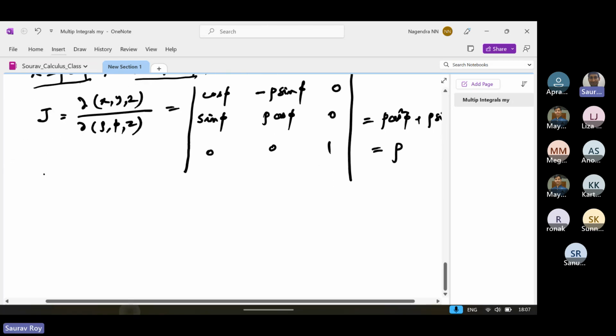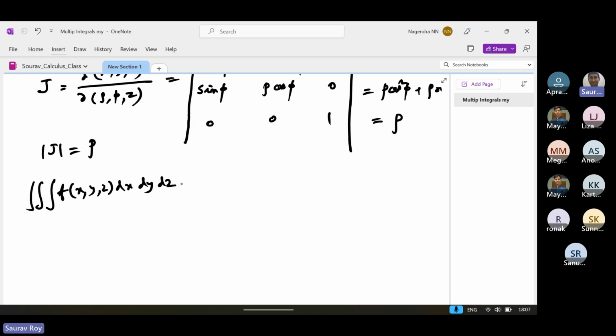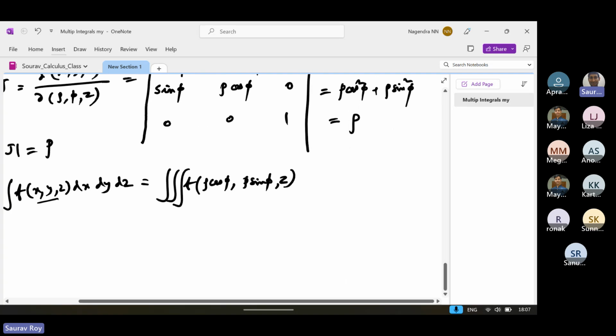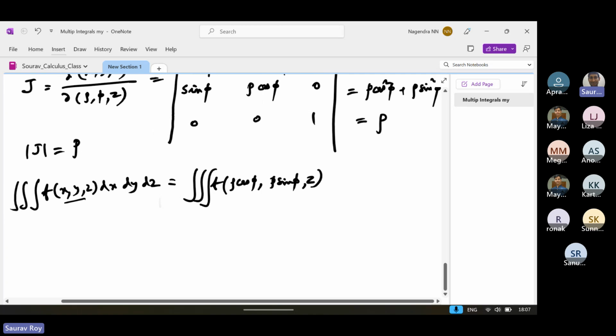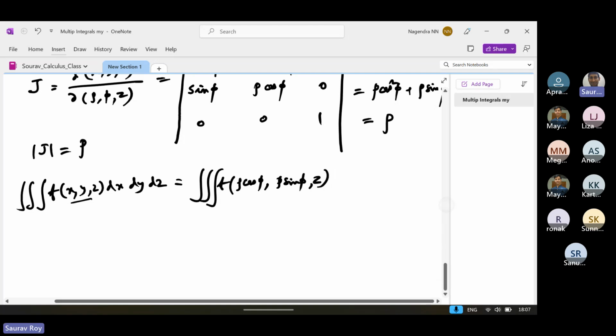Similarly, the modulus of this determinant is also rho. So if we have an integral like this in the xyz domain and we have to convert it to the rho phi z domain, we will go like this: rho cos phi, rho sin phi, z. So xyz has been converted to this function, and dx dy dz will also convert.